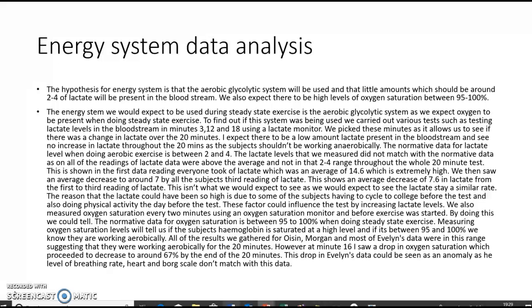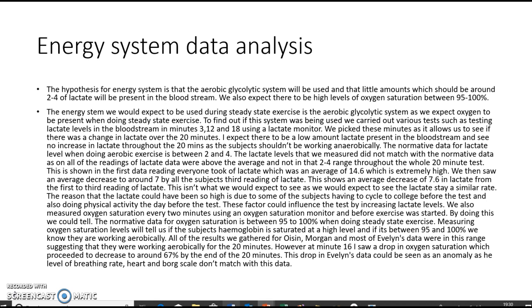For energy systems, our hypothesis is that the aerobic glycolytic system will be used, and that little amounts of lactate in the range of 2 to 4 would be present in the bloodstream. We also expect oxygen levels to stay between 95 and 100%. We would expect the aerobic glycolytic system to be used when aerobically exercising.